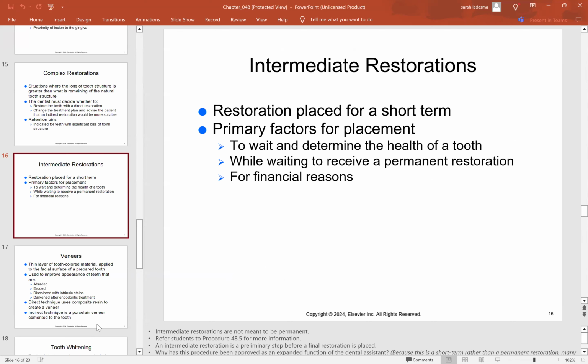So this is a restoration placed for a short term, a temporary restoration. Reasons we would place an immediate restoration include waiting to determine the health of a tooth and waiting to receive a permanent restoration, as in a crown or inlay or onlay, and then also for financial reasons. Immediate restorations are not to be long-term. Typically, the material is not able to withstand the forces that occur in the oral cavity. Usually say between 2 weeks and 2 months for intermediate restorations.